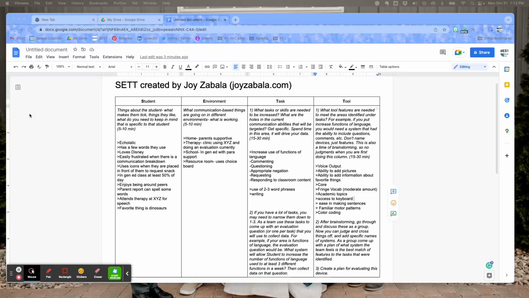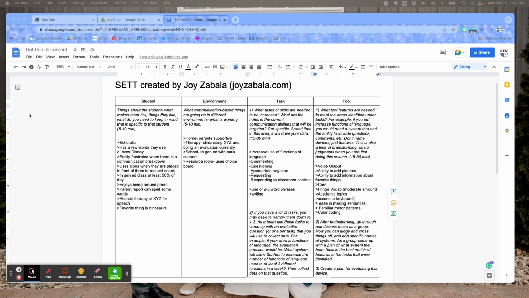I wanted to quickly go over what the SET is and explain it, because if you've never experienced it or don't have it explained to you, I think it can be kind of confusing. SET stands for Student Environment Task Tool. It was created by Joy Zabala, and you can go to joyzabala.com and read up more on the SET.